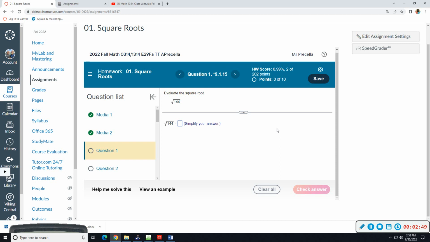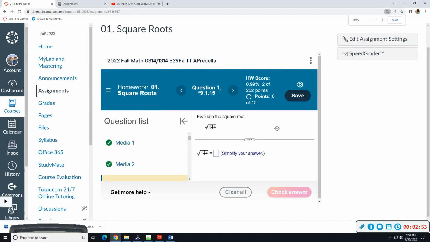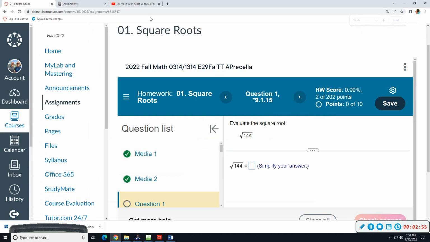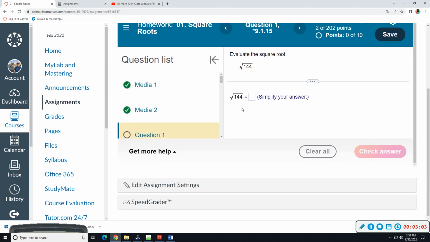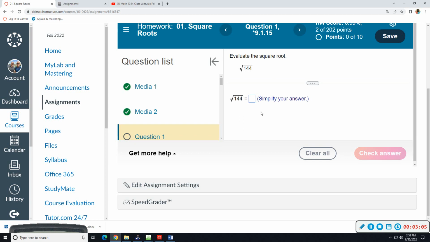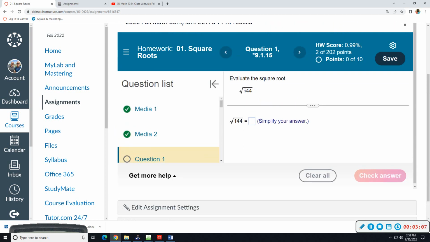Let's see, what gets it bigger? I like it better when it goes to the person. Okay, so number 1. Yep, this is problem number 1. Let me write it down. Evaluate the square root. That's what our first assignment is.